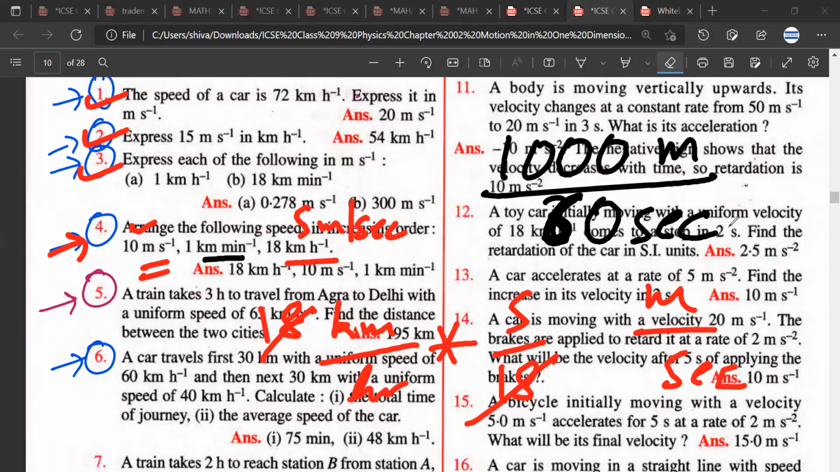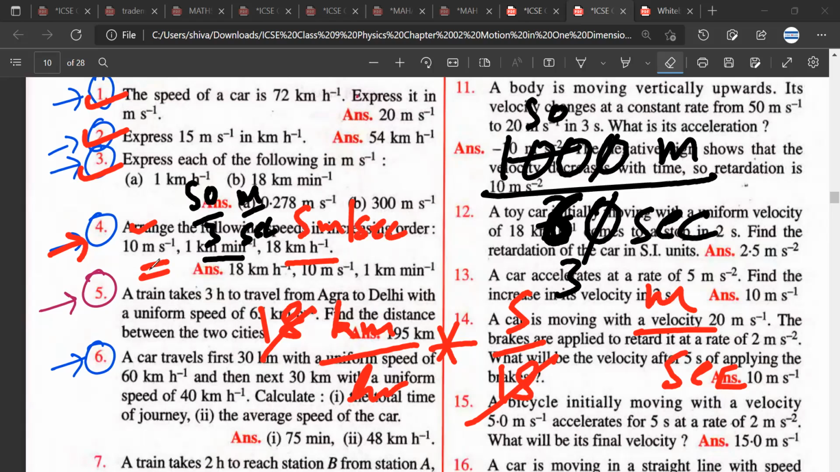Kilometer per minute, we don't have the ready conversion factor. So that is why 1 kilometer is 1000 meters, 1 minute is 60 seconds. Now if you see, this would be equal to 50 upon 3. This would be 50 upon 3 meter per second. Are we clear?